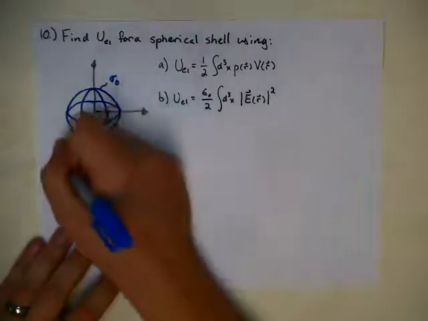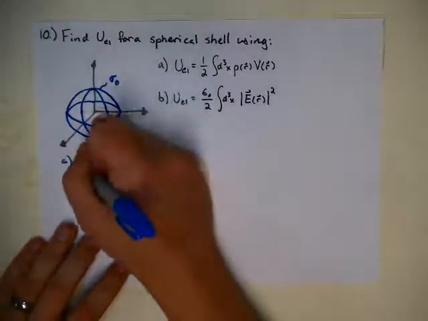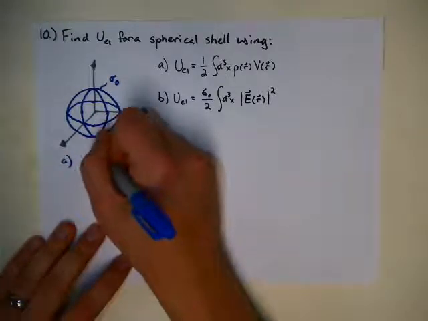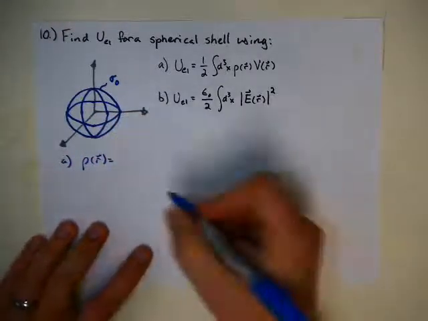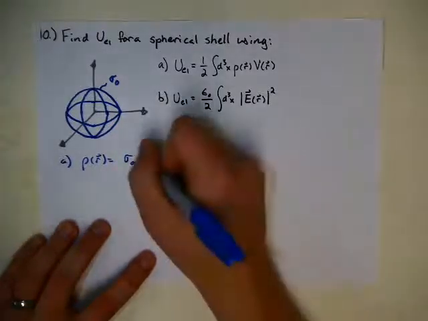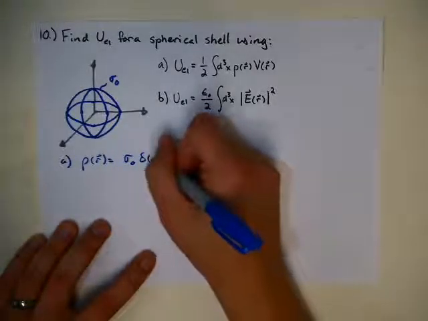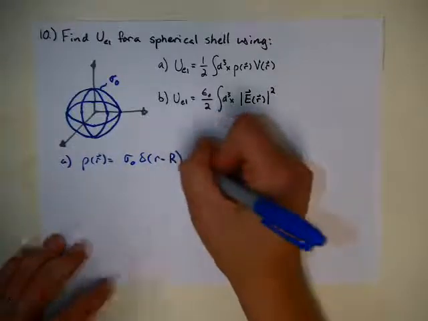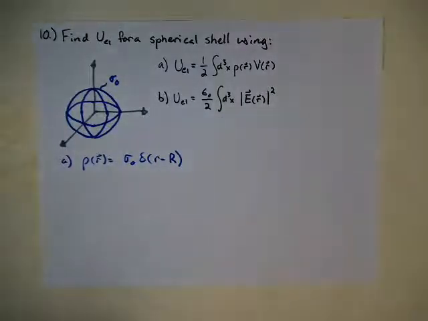In part A, we need to write down what rho is. Rho for us is all on the surface. So this is going to be the surface density times delta of little r minus capital R, where that is a Dirac delta function.